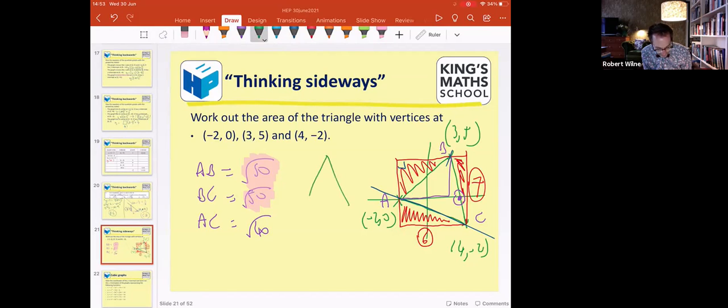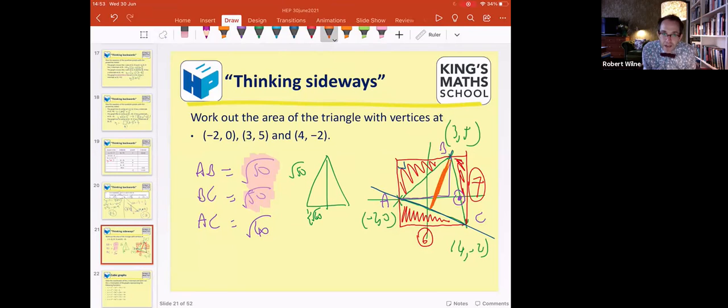So in an isosceles triangle, we know that side is root 50, and this is half of root 40, so we can work out what the height h is, and then we can take it from there. So the perpendicular height bisects the base.